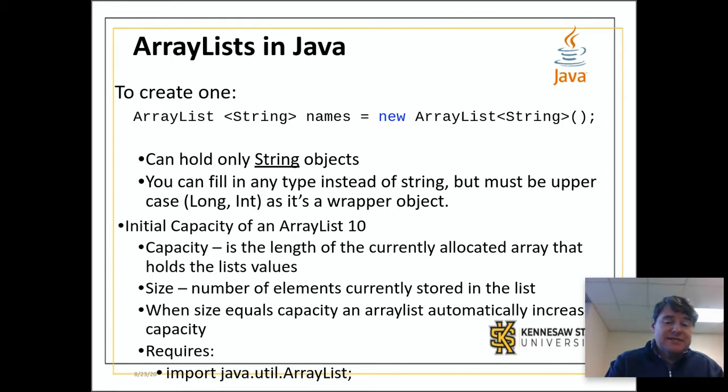All right, so the initial capacity of the array list in Java is 10, and that's a detail that's not really very important to you. It means that there's 10 slots that you can put things in immediately.